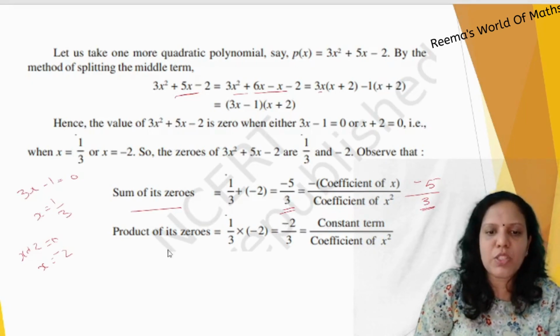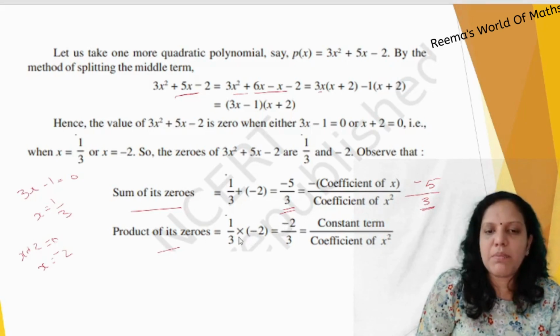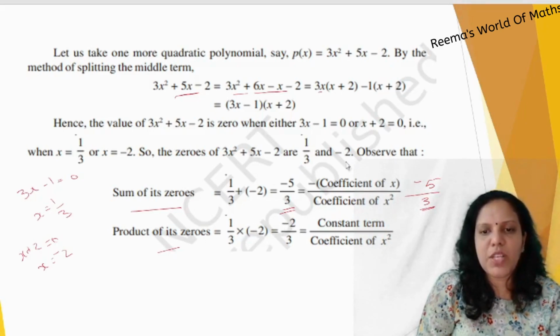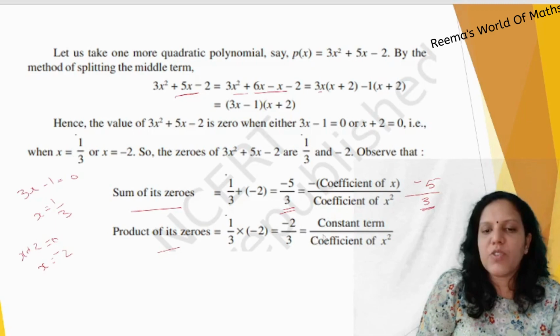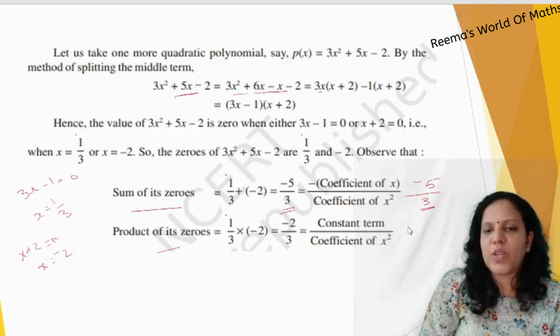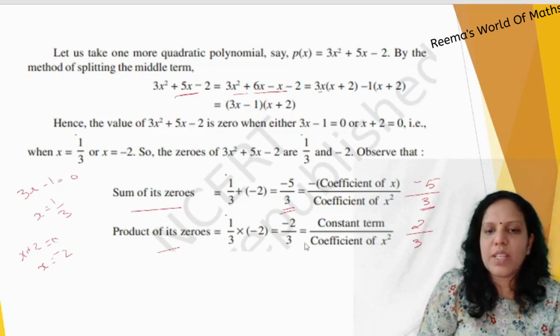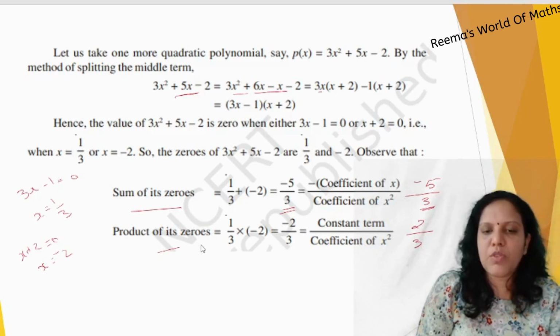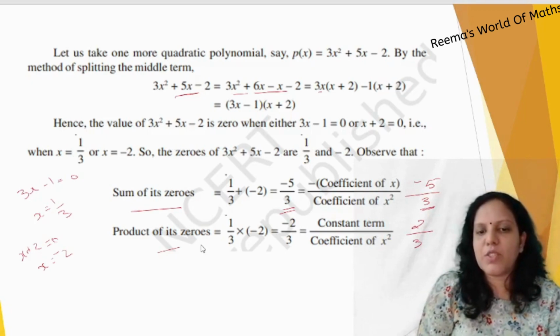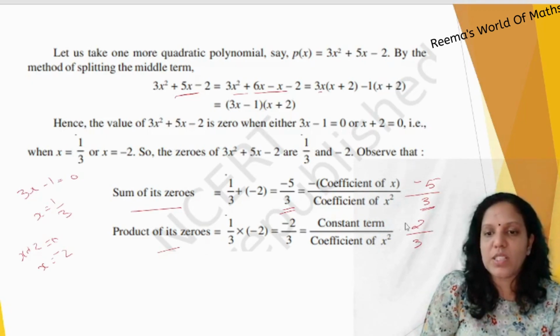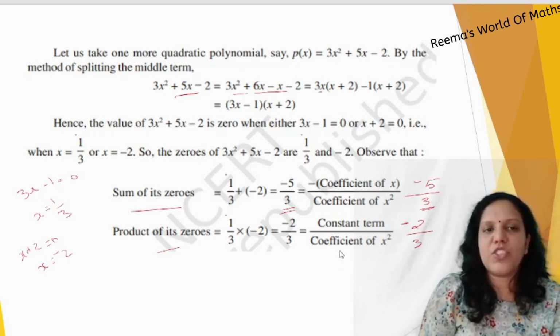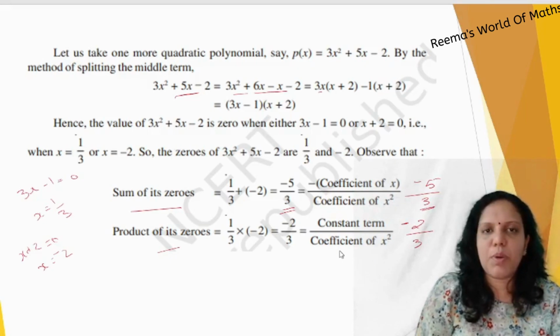The second relationship, product of the zeros, which is 1 by 3 multiplied by minus 2. So the two zeros are 1 by 3 and minus 2. So 1 by 3 multiplied by minus 2 will give you minus 2 by 3, which is equal to the constant term divided by the coefficient of x squared. The constant term here is 2 divided by the coefficient of x squared, which is 3. So that is 2 by 3. So here we can say the product of the zeros, 1 by 3 multiplied by minus 2, is equal to minus 2 by 3, which is the constant term minus 2 divided by minus 3. So we verified the relationship of the two zeros and coefficients for this problem.